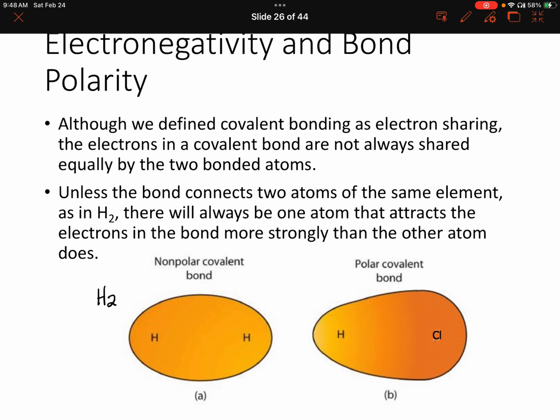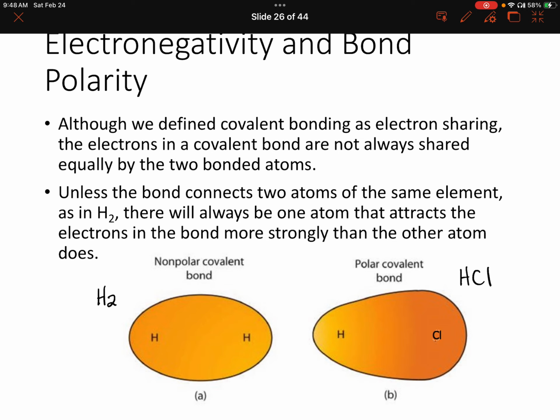In the molecule on the right, HCl, we can see that there's a little bit more density around chlorine. So the shape is a little bit bigger around chlorine. And that means that electrons are hanging out with chlorine more often than they're hanging out with hydrogen. And that's because chlorine likes electrons more than hydrogen does. So the electrons are not shared equally between hydrogen and chlorine. They're still shared, just not equally.